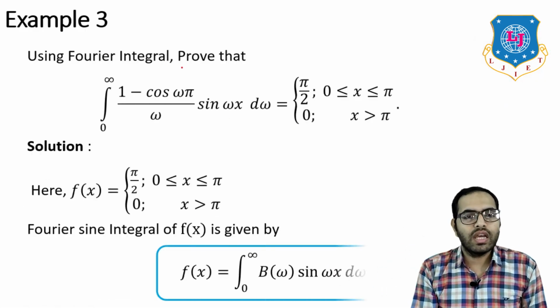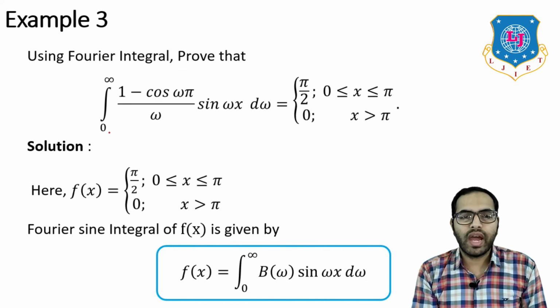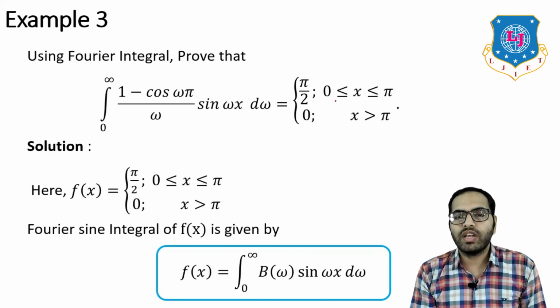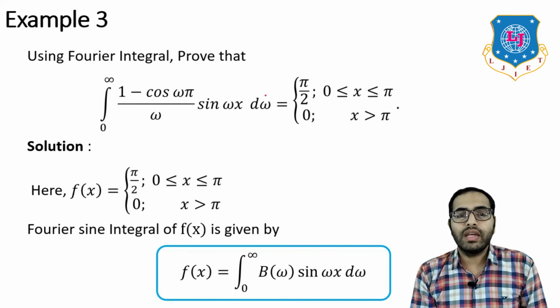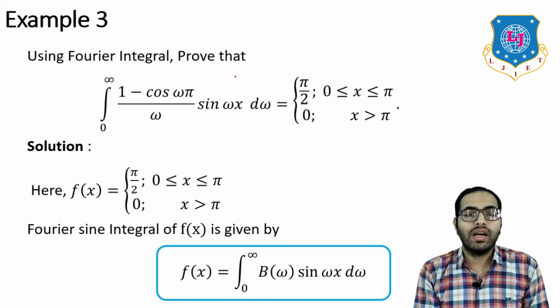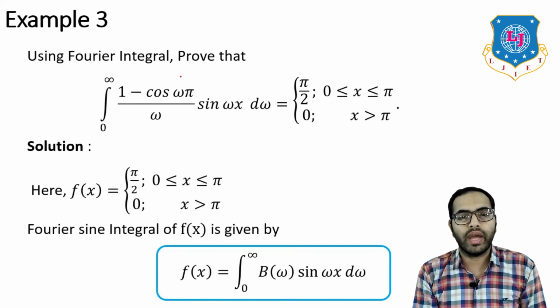Example number 3: using Fourier integral, prove that the integral from 0 to infinity of (1 minus cos of omega pi) upon omega, into sin of omega x d omega, equals the function which is pi by 2 for 0 less than or equal to x less than or equal to pi, and 0 where x is greater than pi. See, this one is our function, and this one is the answer which we have to prove.